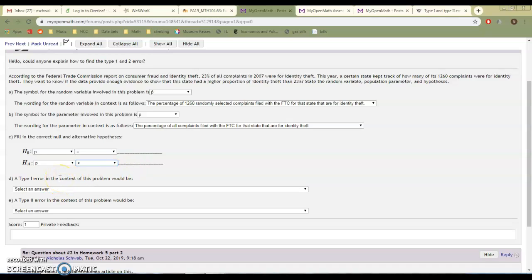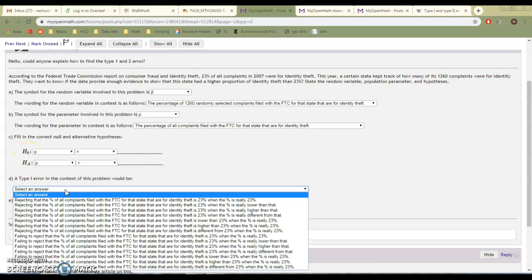So anyway, we would do a hypothesis test, and we want to figure out what a type 1 and type 2 error represent in the context of this problem. So let's say we do a hypothesis test, and the state actually has the same proportion as the Federal Trade Commission, but the hypothesis test tells us that it doesn't. And so we reject that they have the same proportion. That would be a type 1 error, where the null hypothesis is true, but we rejected it. So let's see if we can find that one.